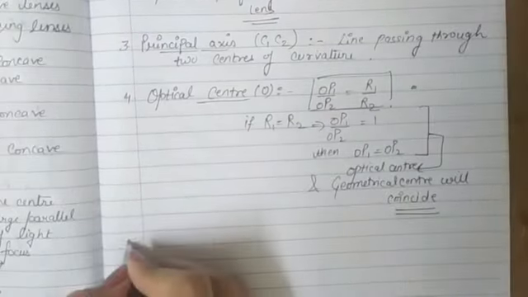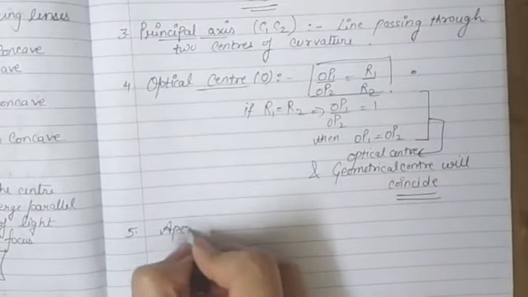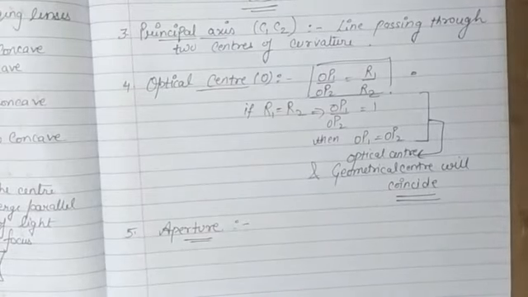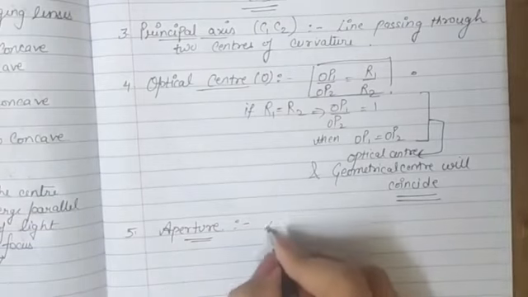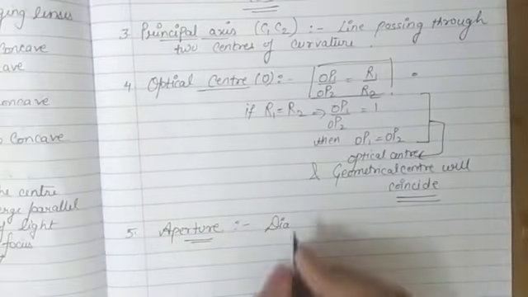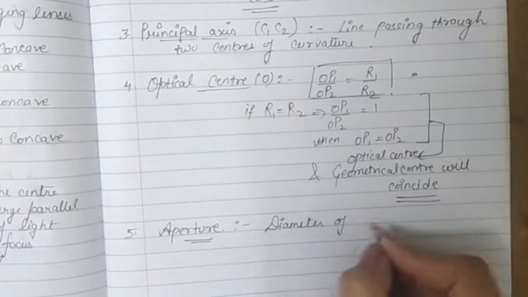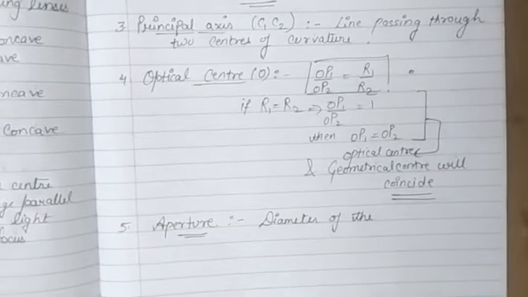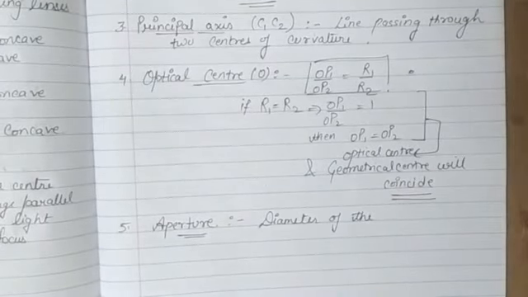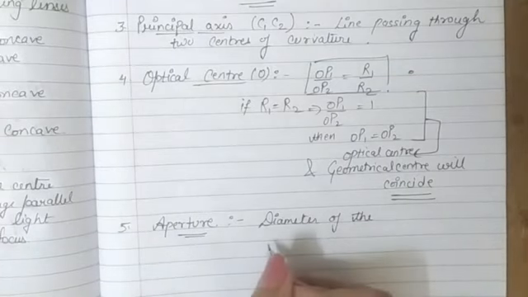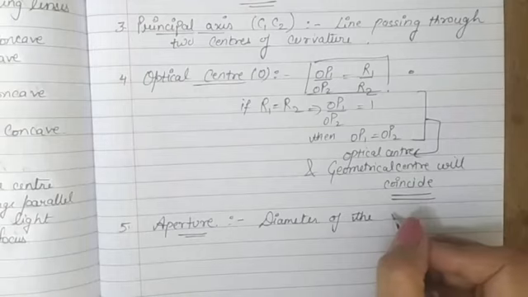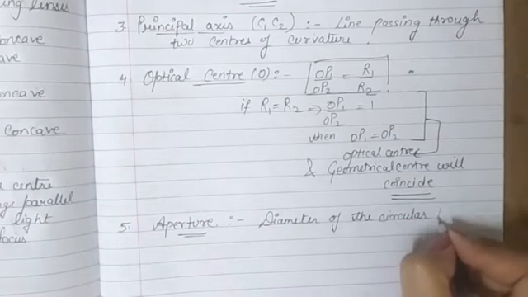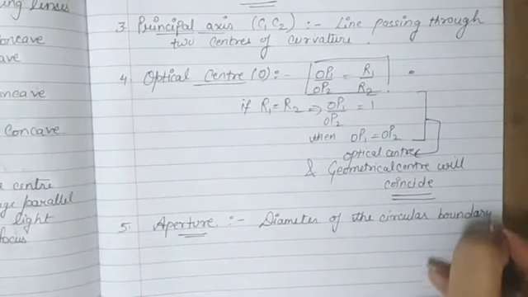This is how we can define optical center. Next term we have is aperture. So aperture is defined as the diameter of the circular boundary of the lens.